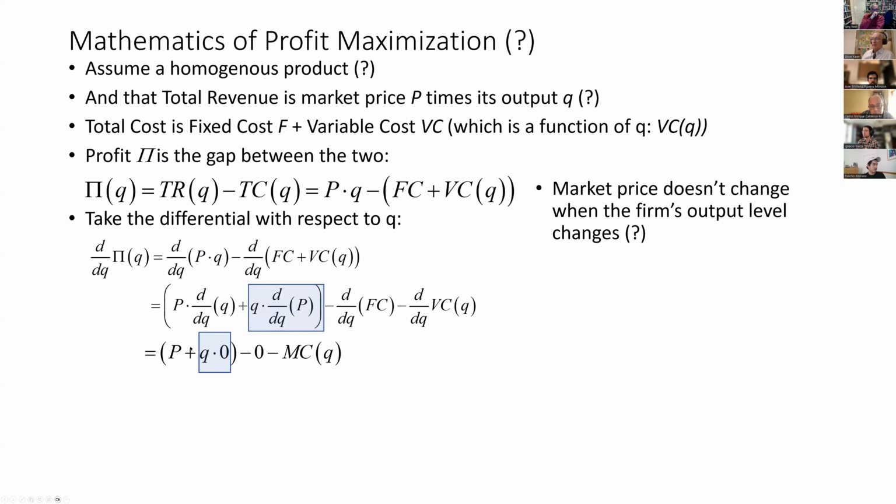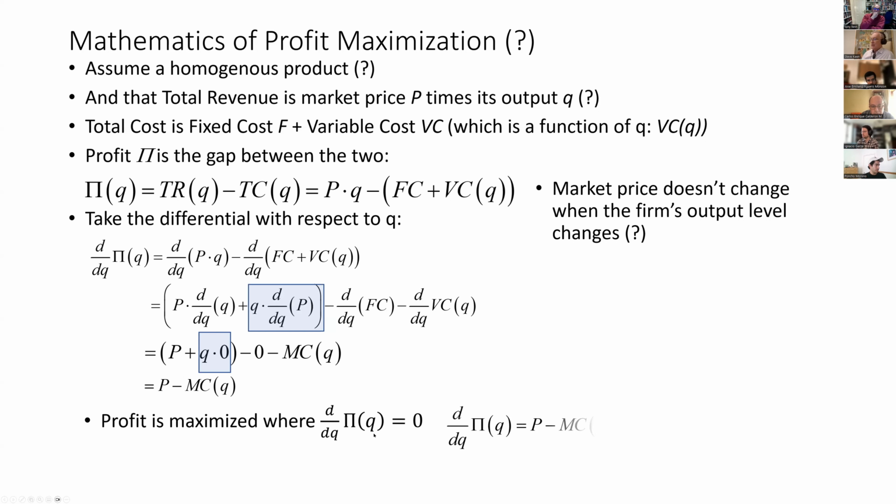So that's now 0. So you now have price. This is obviously 0. If this doesn't change, then that's also 0. So you finally find your differential of profit is price minus marginal cost. And you maximize where the differential is 0. So your maximum profit occurs where price minus marginal cost equals 0, or where price equals marginal cost at an equilibrium quantity. Okay? That's the basic logic they go through.